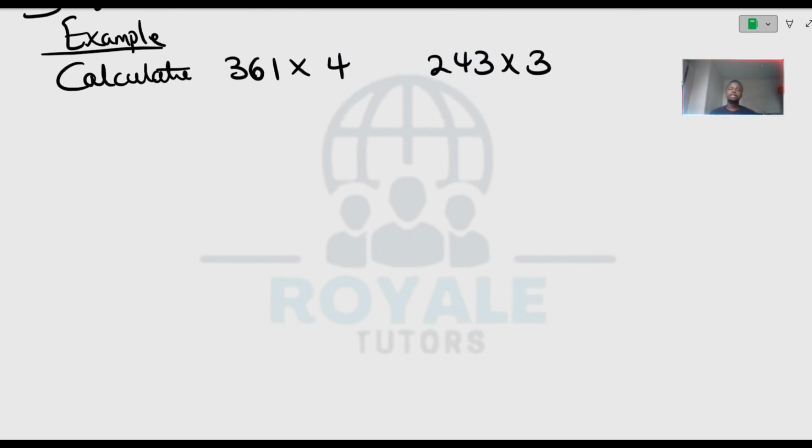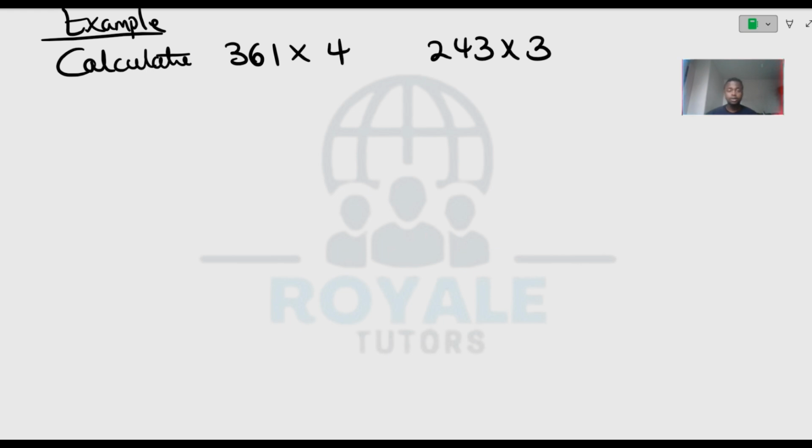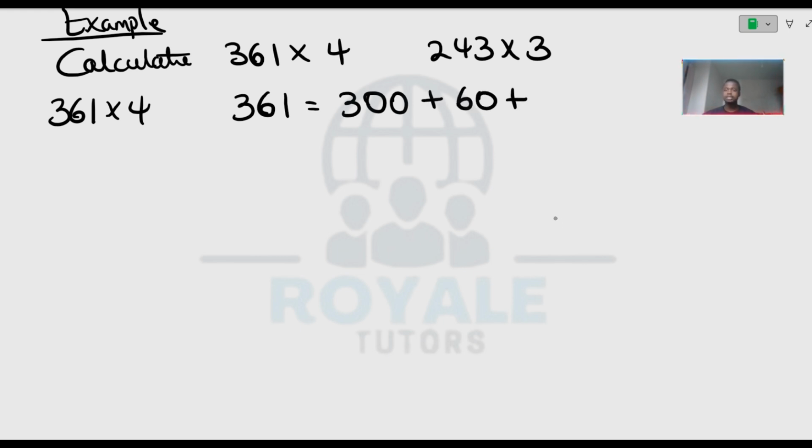So we have 361 multiplied by 4. I'm going to use the box method firstly. What we're going to do firstly is to split it up. So 361 can be written as the hundreds value is 300, the tens value is 60, and the unit value is 1. So that is 300 plus 60 plus 1. And to multiply by 4 means that you multiply each of them by 4.